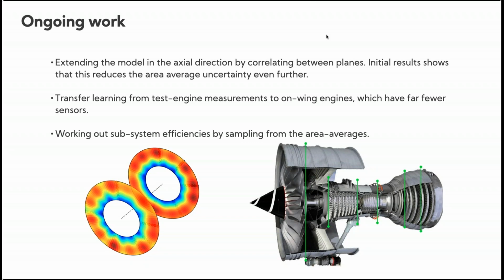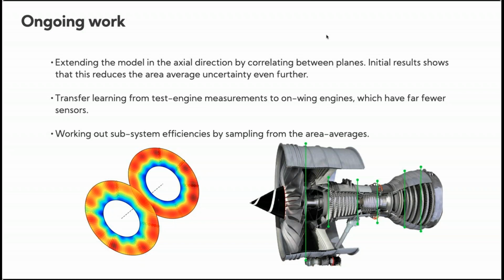And the other interesting thing we're doing is using what's called transfer learning. It's a machine learning approach, or notion rather, where you transfer the knowledge learned from one model onto another. And so what we're doing here is obviously we have a lot of test engine data, or rather rig test engine data.